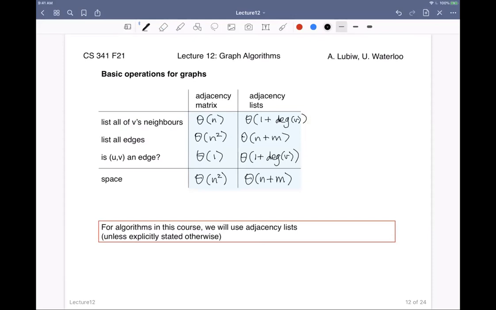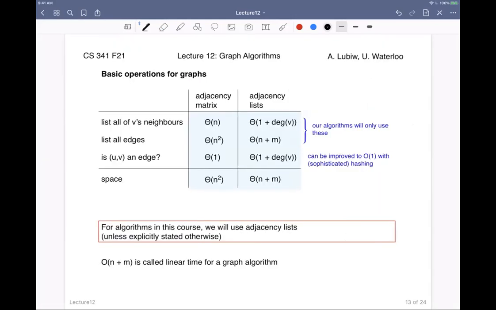For algorithms in this course, maybe let me move to the next slide here. Our algorithms in this course, we're going to use only these two operations. We're going to try to avoid this one. In fact, there is a way with adjacency lists to improve this with some sophisticated hashing techniques that are sort of beyond the scope of this course or of CS240, where you saw hashing.